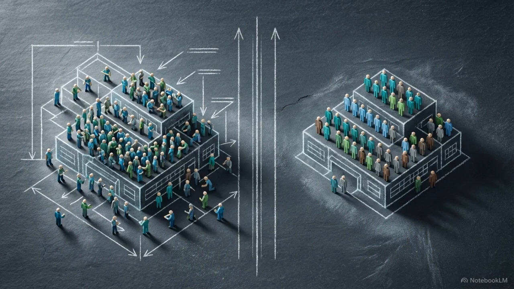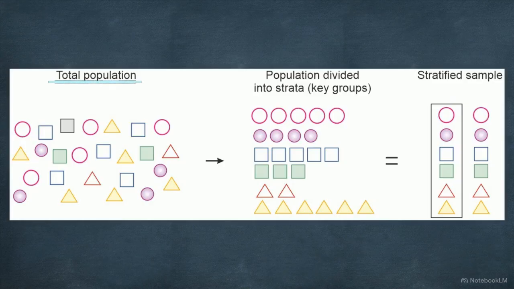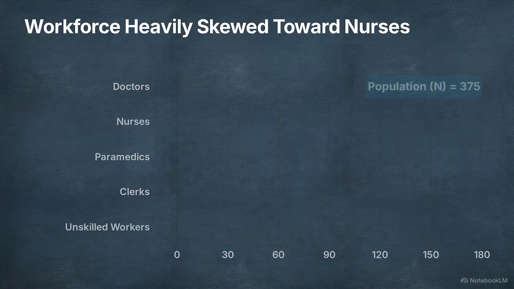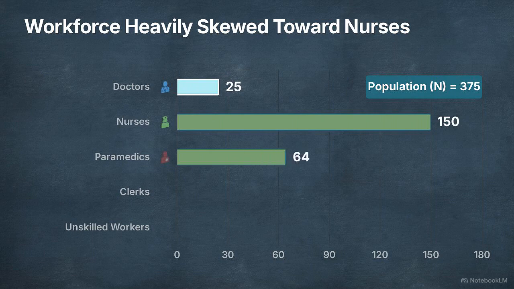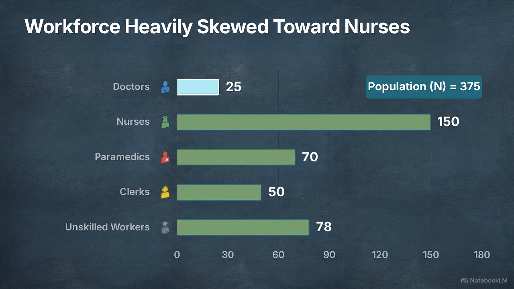in your data. We start by identifying the total population, represented by a capital N, and dividing them into mutually exclusive subgroups called strata. You sort your workforce into these strata based on a specific characteristic, such as profession, making sure no individual belongs to more than one group. In our hospital, we have 375 total employees. They are divided into 25 doctors, 150 nurses, 70 paramedics, 50 clerks, and 80 unskilled workers.